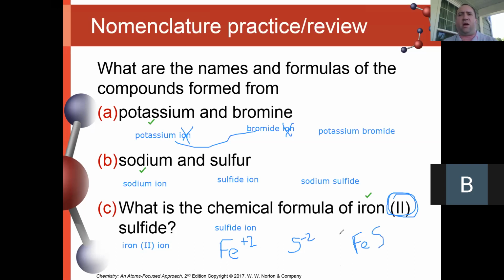Now, if the charges did not match, what we would do is we'd have to do something called crossing. The charge here moves over here. The charge here moves over here as the subscript. And then we reduce any fractions, any common multiples. So if we'd done that here, it would have been okay. We would have had Fe2S2, but we should have recognized, hey, wait a second, those are the same numbers. I need to reduce that ratio. And so the ratio becomes 1:1. Iron sulfide is FeS.